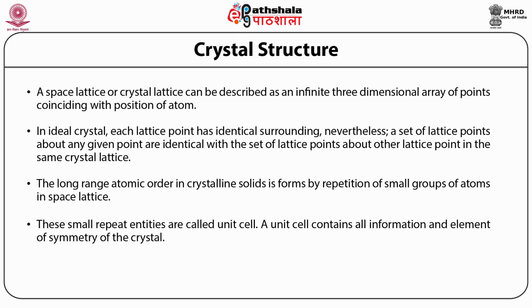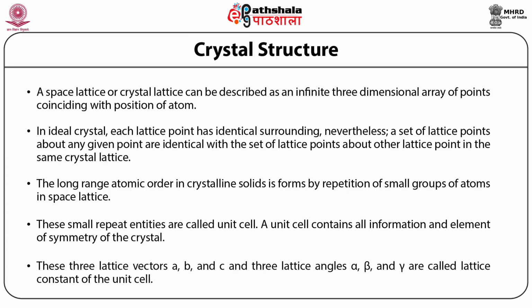The geometry of a unit cell can be described by three lattice vectors, that is, vector A, vector B and vector C, or by the axial lengths a, b and c and interaxial angles alpha, beta and gamma, as shown in figure B. These three lattice vectors a, b and c and three lattice angles alpha, beta and gamma are called the lattice constants of the unit cell.